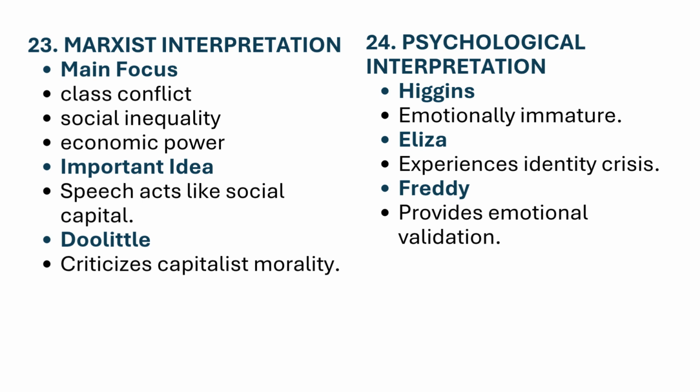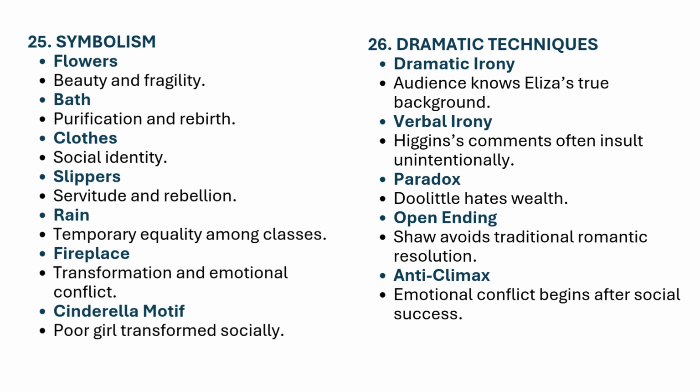For examination purposes, remember: Marxist view, language is social capital, class is power. Psychological view, Eliza is identity crisis, Higgins is emotional immaturity, Freddie is emotional support. These critical perspectives add depth to our understanding of Shaw's masterpiece and explain why Pygmalion continues to be studied from multiple theoretical viewpoints. Let us begin with symbolism.